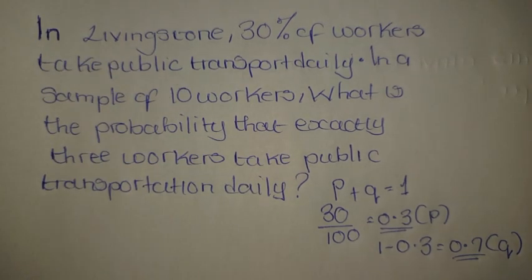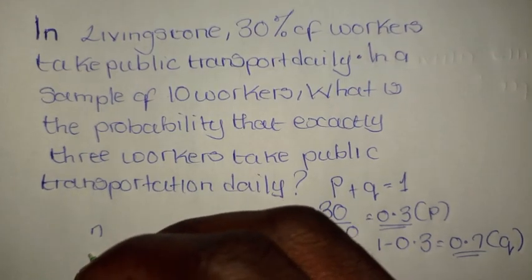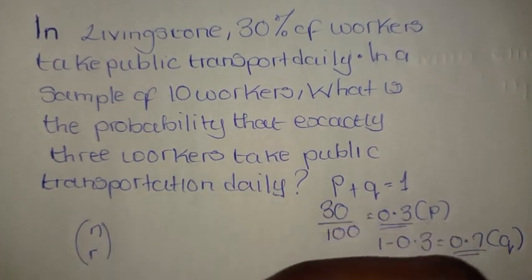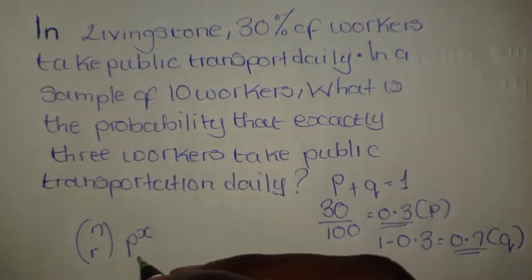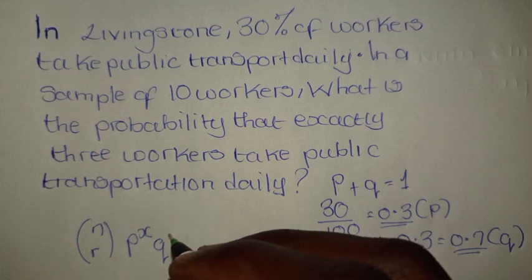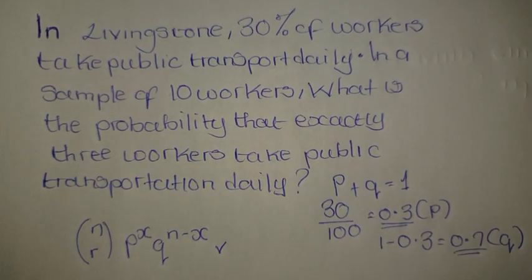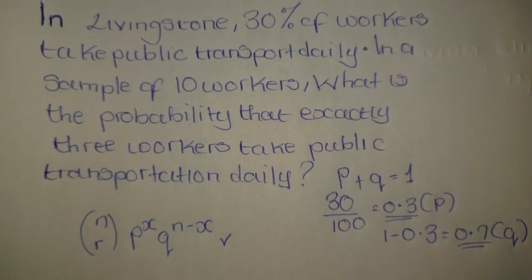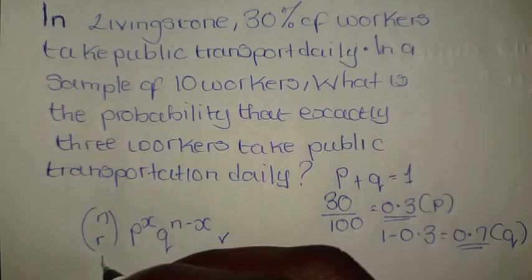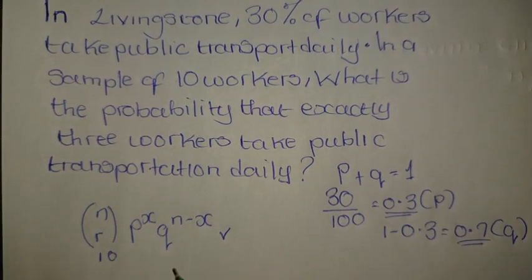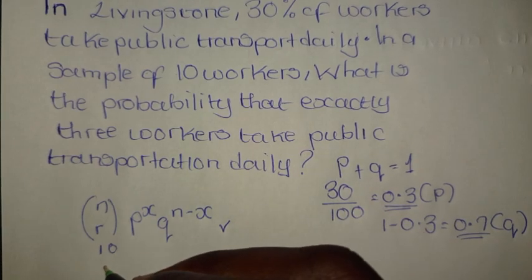So we know for sure that under the binomial distribution, we have nCx, in which we have p^x, where p is the probability of success, and q^(n-x). This is the formula that we are always using when dealing with the binomial distribution, where they have told us we have 10 workers, and they have told us exactly 3 workers.